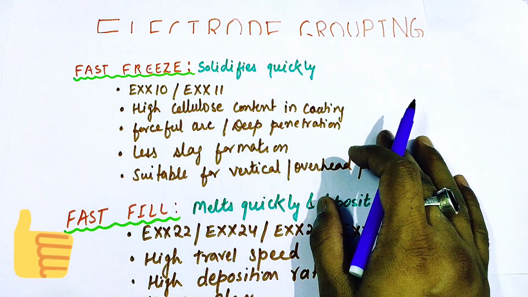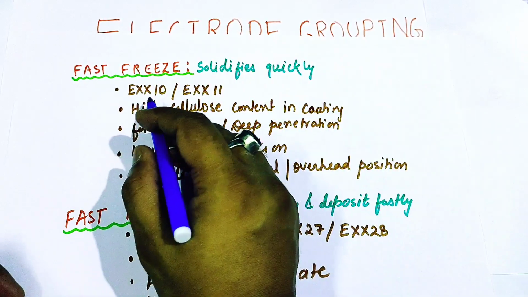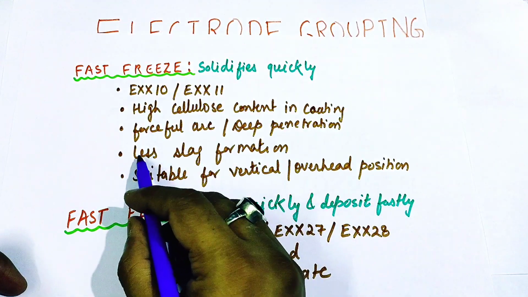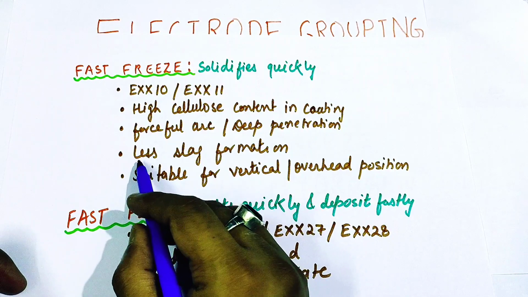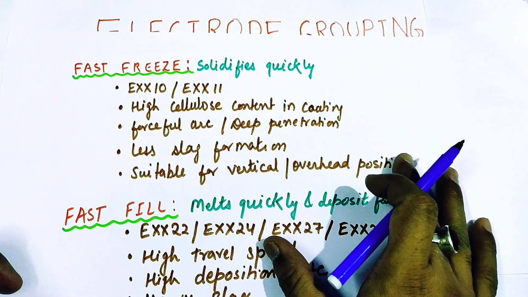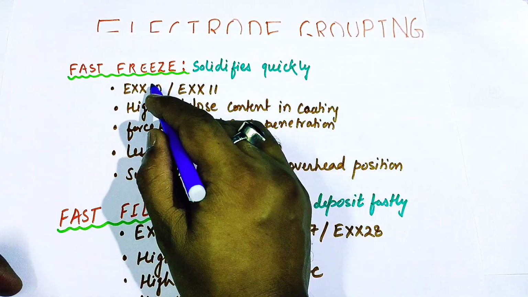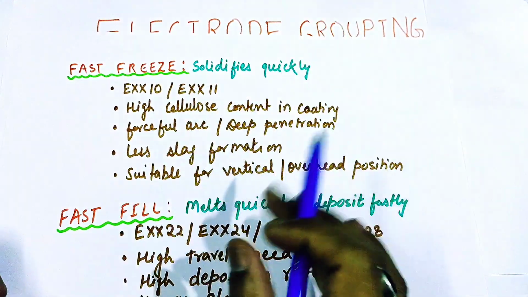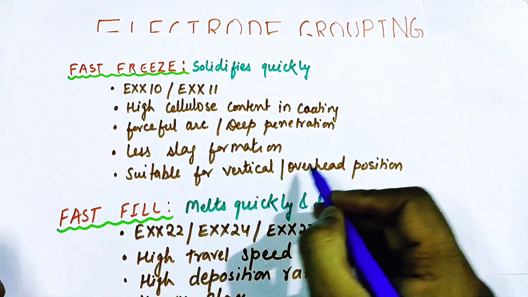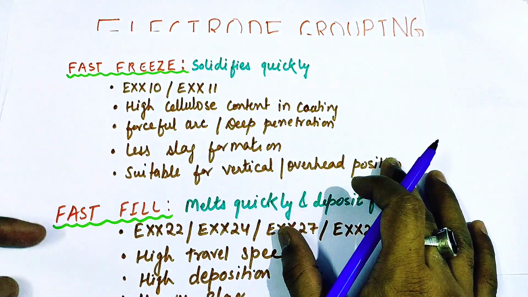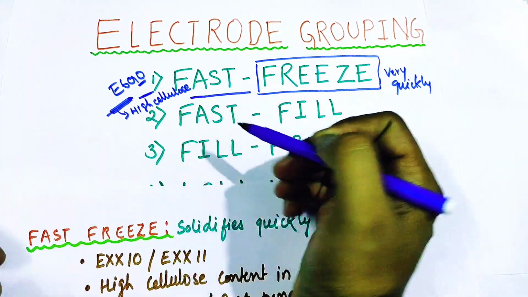So due to the forceful arc, the penetration is very deep, hence it is often used where you don't have access to the other side of the welding, so we can use fast freeze electrodes to get more penetration. And also one big speciality of fast freeze electrode is that it produces very little slag, and though it can be used in all positions, if used in vertical and overhead positions it gives good results. So this is about fast freeze electrodes.